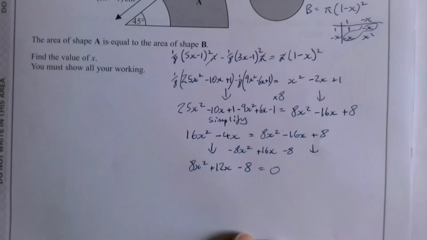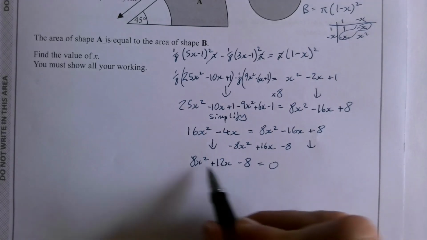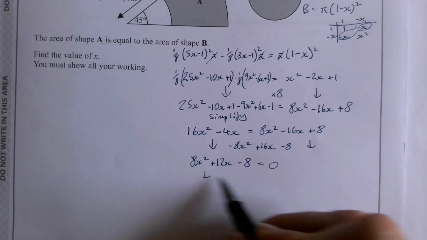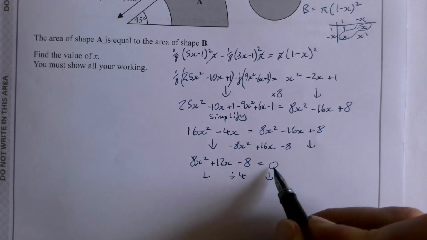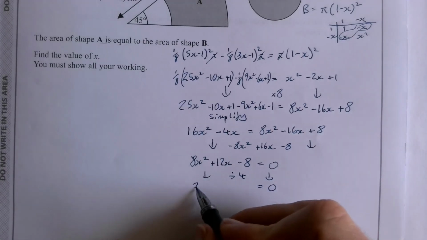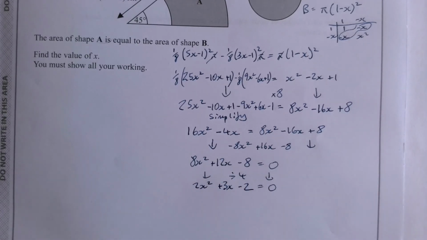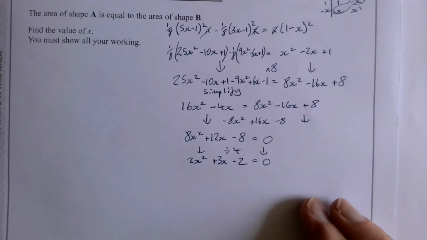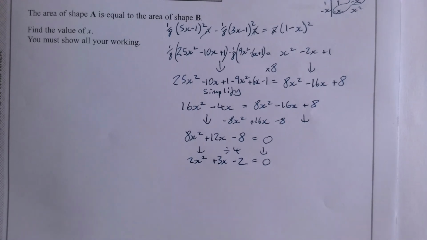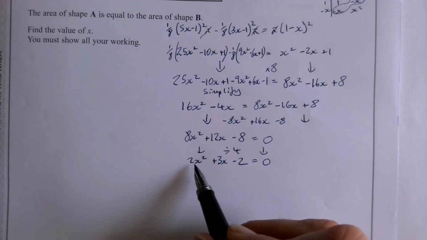So I've got that quadratic, which is quite tricky at the moment, but I notice that all of these have got a factor of 4. I can divide everything by 4, because 0 divided by 4 is 0. 8 divided by 4 is 2x squared plus 3x take 2. And now it's up to you how you factorise that. You can do it using the quadratic formula, or you can do it by factorising by another method if you spot that. And I would do it by that.